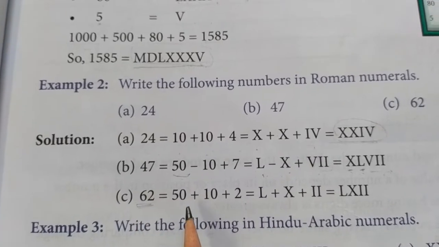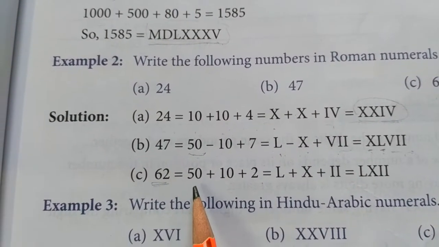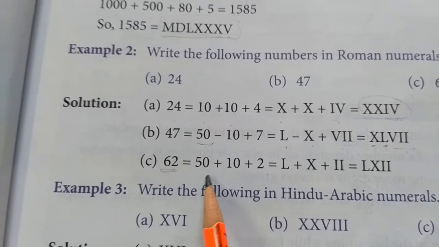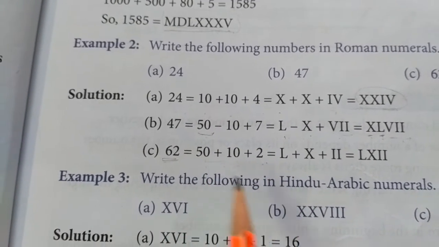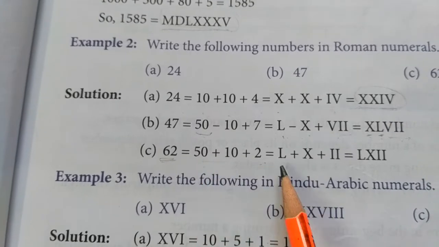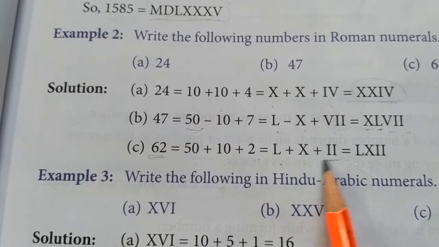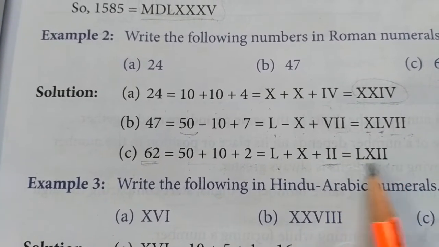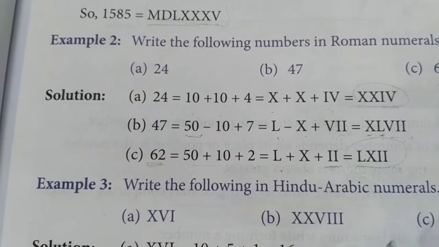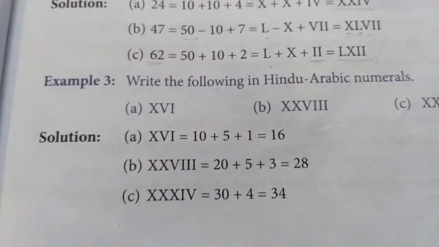62. Again, we will write it using the known Roman numerals for the symbols which we know. So 50 plus 10 plus 2. It is very simple when we have to add the things. The symbol for 50 is L, for 10 is X, and for 2, these two I's. Okay. So it will give us L, X, I, I. It will become 62. Okay.